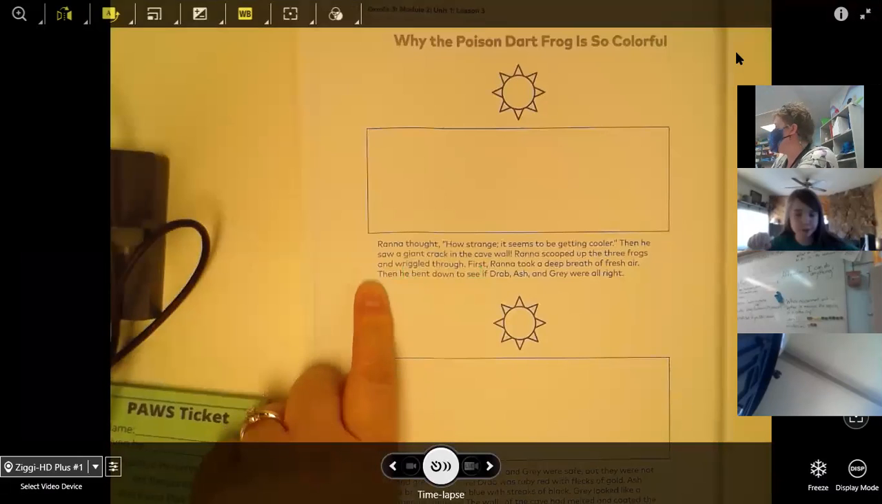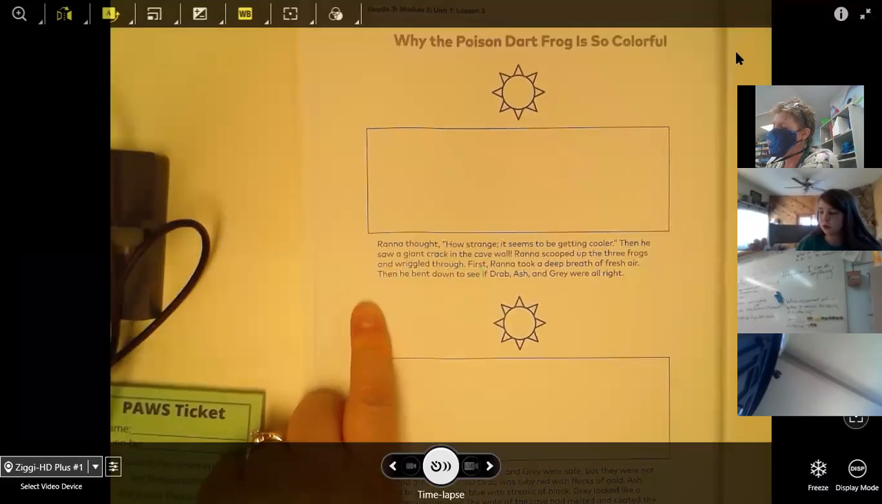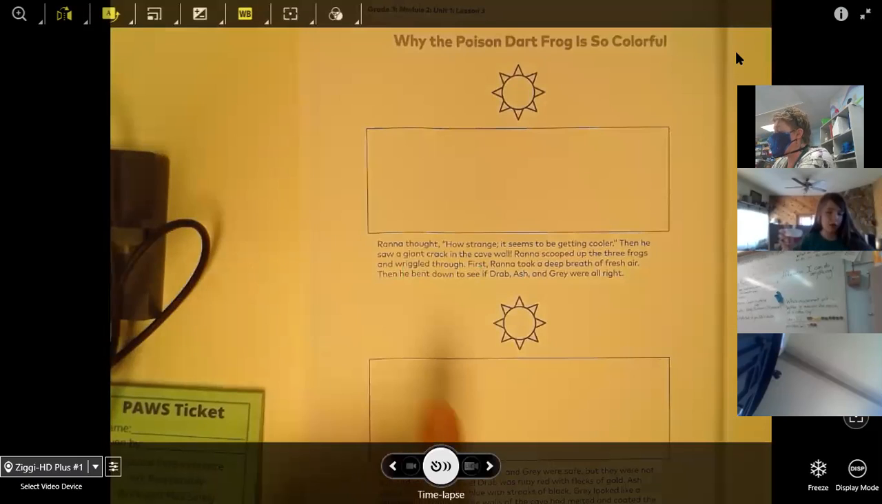Rana thought, ooh, more thinking. How strange it seems to be getting cooler. Then he saw a giant crack in the cave wall. Rana scooped up the 3 frogs and wriggled through. First, Rana took a deep breath of fresh air. Then he bent down to see if Drab, Ash, and Gray were all right. Okay, so we had some thinking going on that the character is doing.